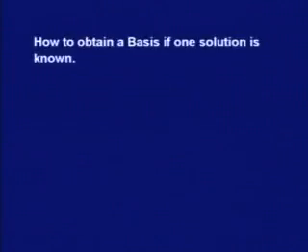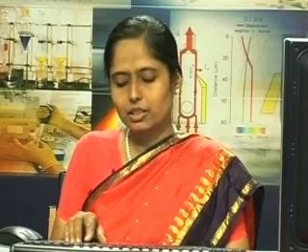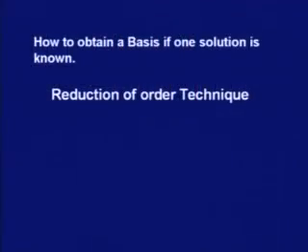Now, first we will discuss how to obtain a basis if one solution is known. This is a very important one, because the one solution we may be able to guess or we know from some other method. So, of course, we would like to know what the fundamental system is. That means we would be interested in finding the basis. So, the technique which we are going to learn here is the reduction of order technique.